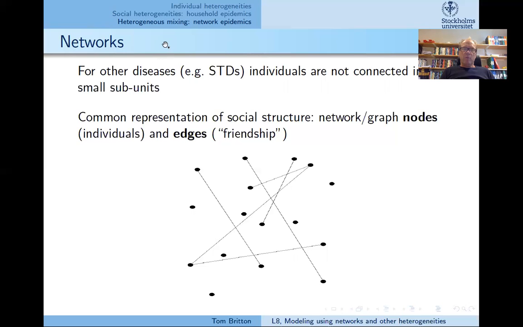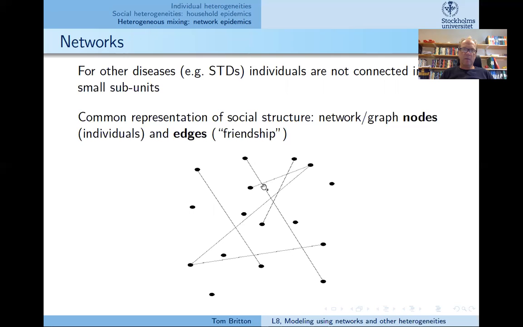So another important type of heterogeneity relating to the social structure in the community is to model networks. And in particular, this is suitable if you're considering sexually transmitted infections, but also in other situations, the underlying social network is known to play an important role. So what is a network in mathematics is quite often also called a graph. And that is an object which contains nodes and edges between certain nodes.